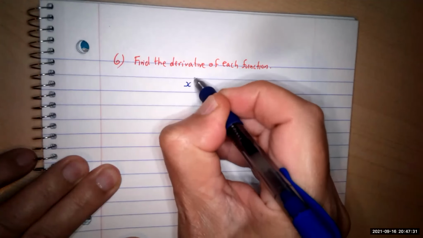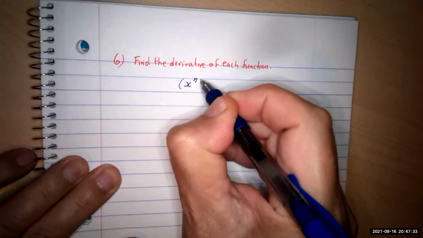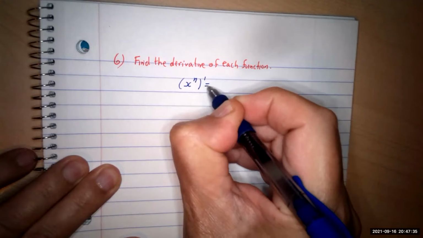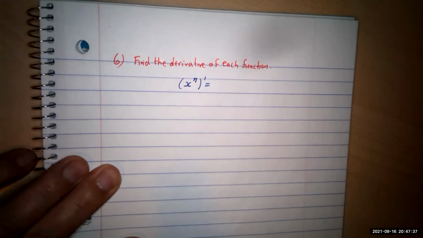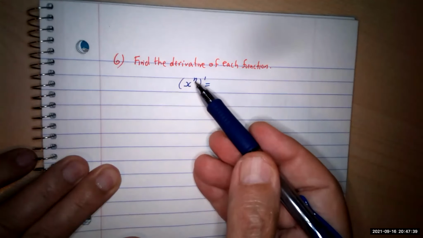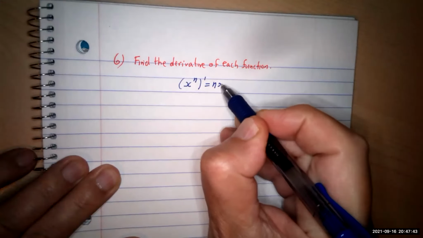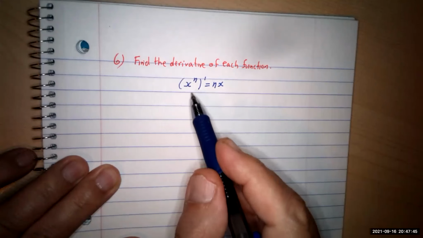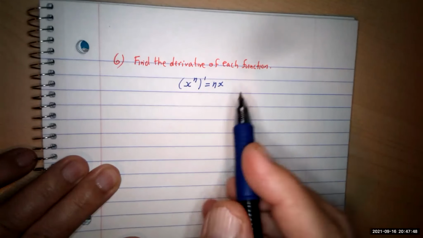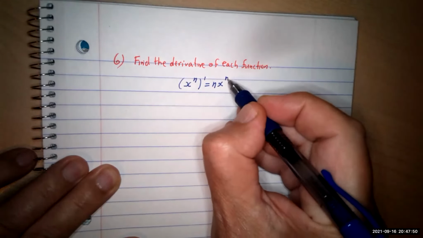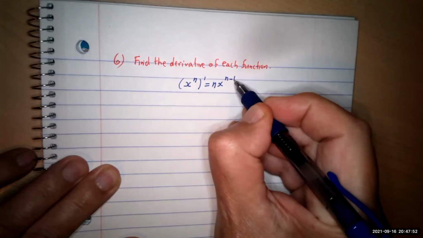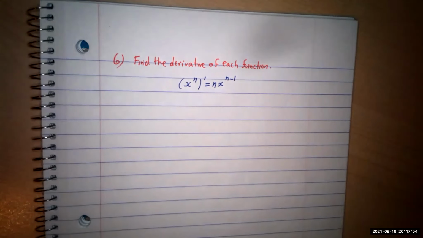The derivative of x to the n, action of differentiation. What is the action of differentiation? Exponent times coefficient, or you bring the exponent down, and the power n becomes n minus 1. That's it. You need only this formula for the next 4 problems. Any question?